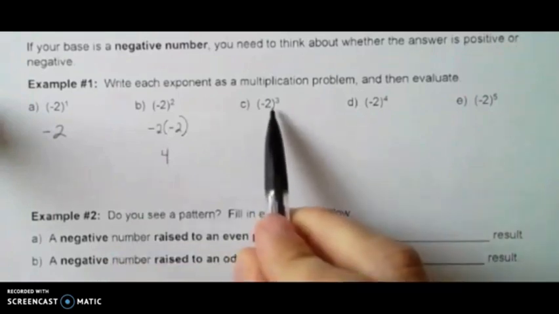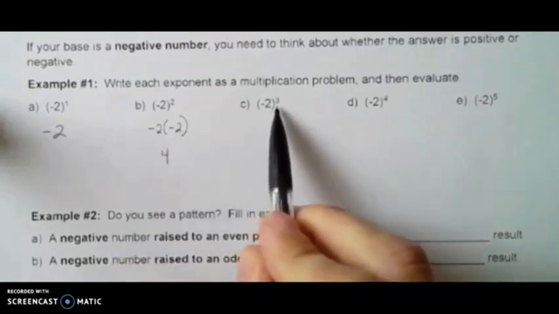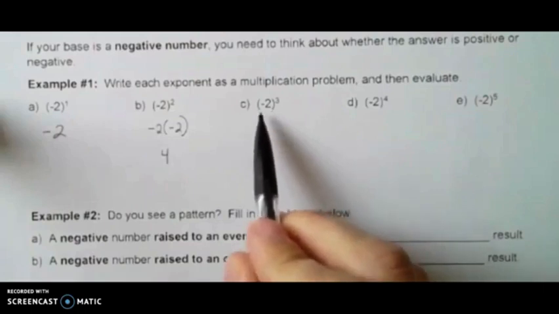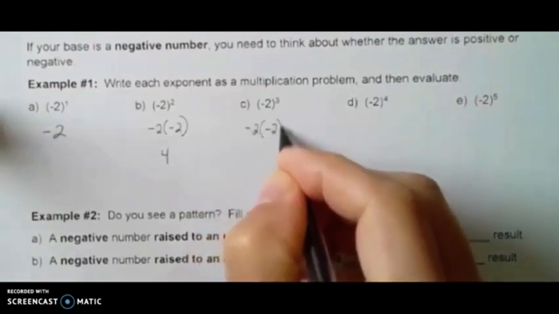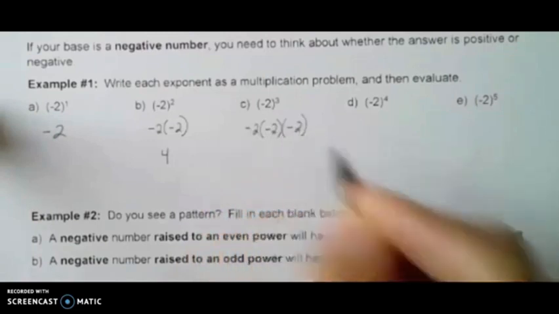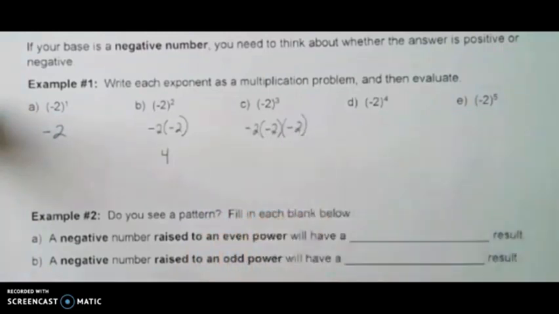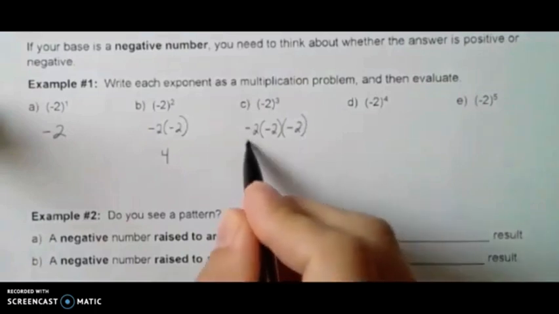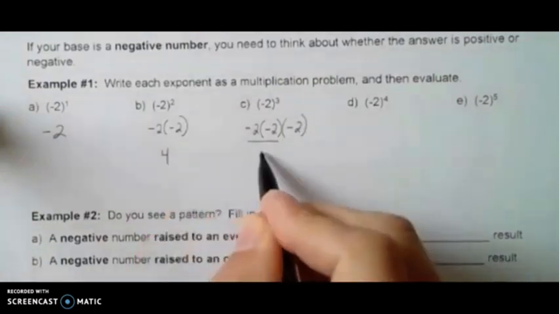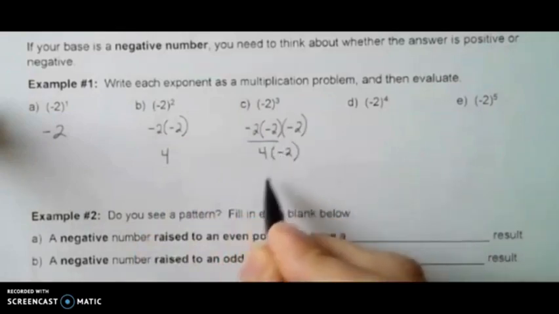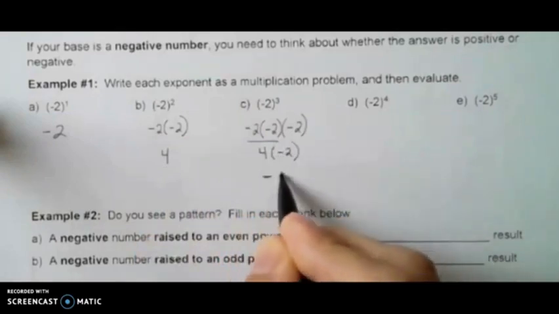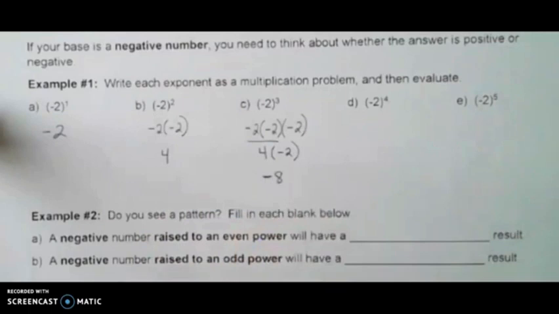-2 to the third power. When you raise something to the third power, they might also call it cubed. -2 cubed means to do -2 times -2 times -2. Now if we do the multiplication, -2 times -2 we just said was 4. So we have to do 4 times -2. A positive times a negative is a negative, and 4 times 2 is 8, so the answer is -8.